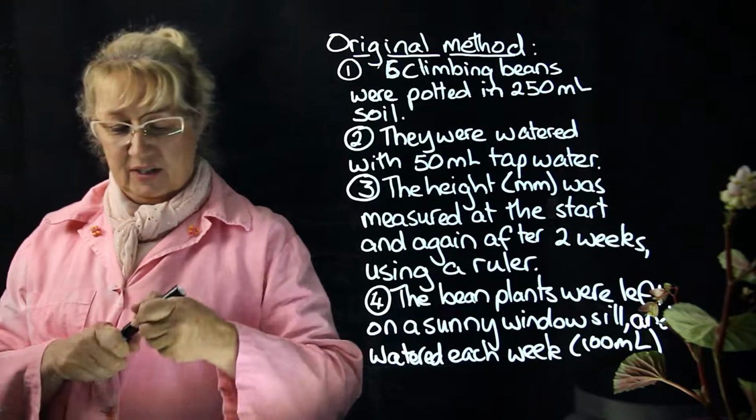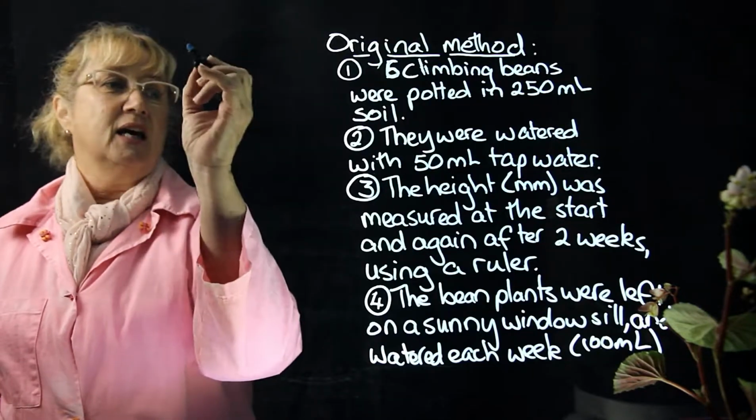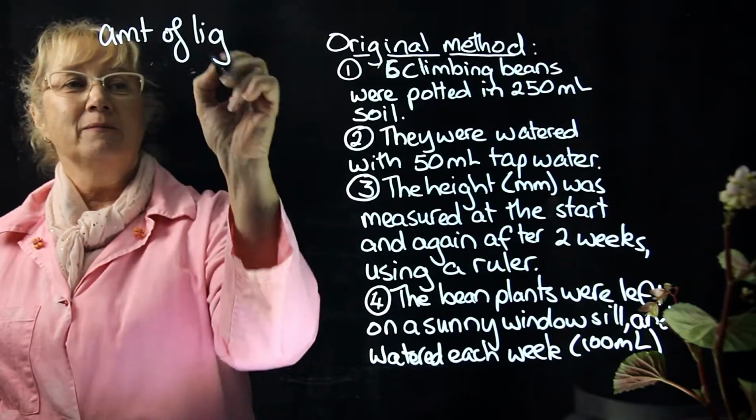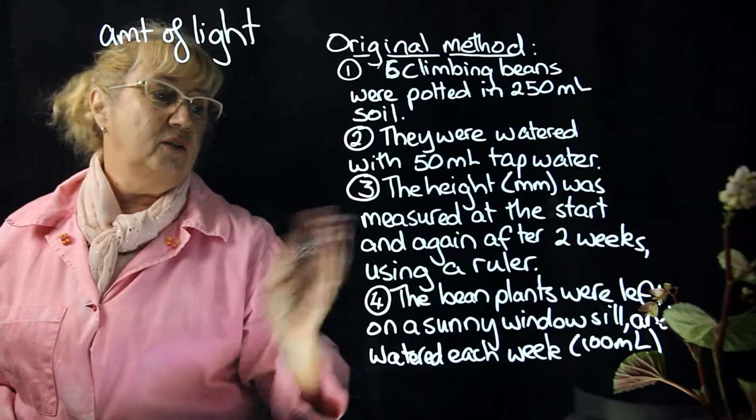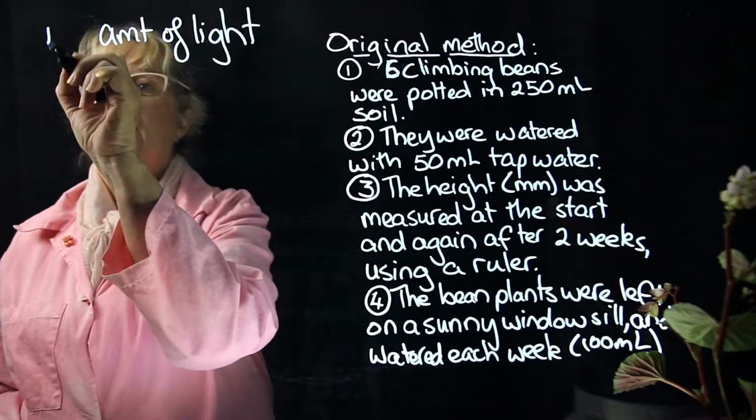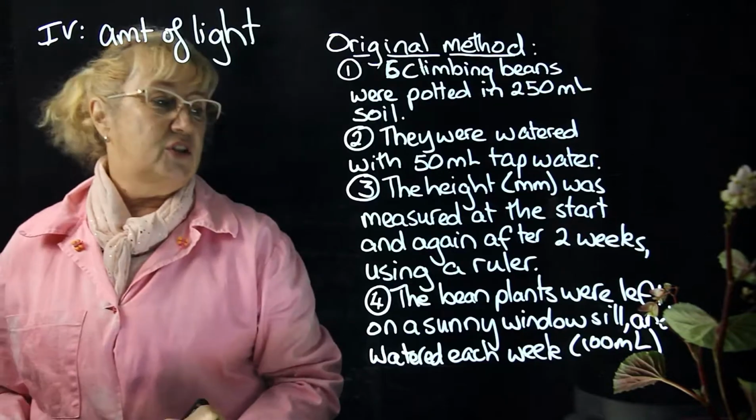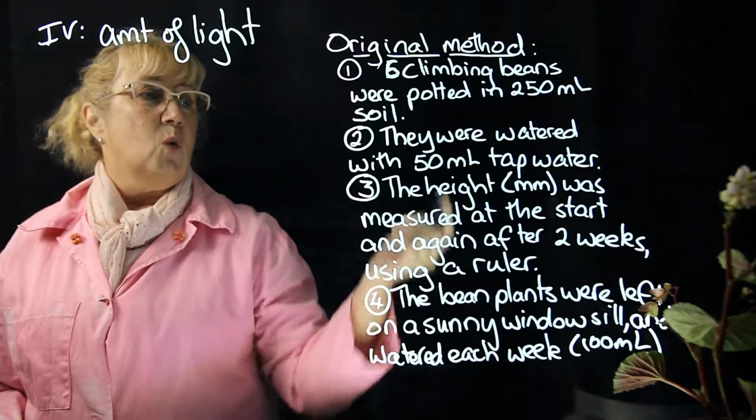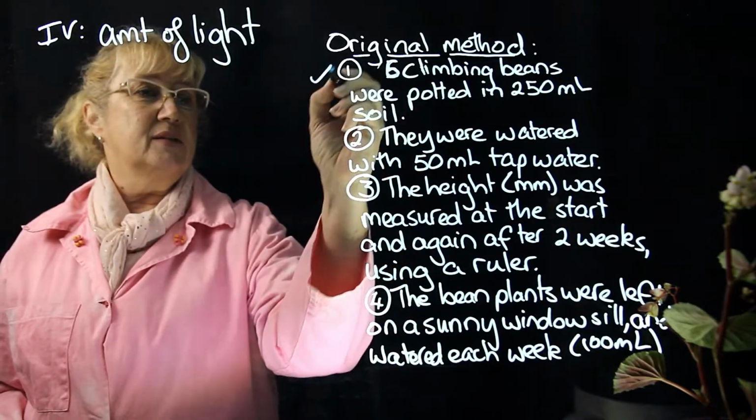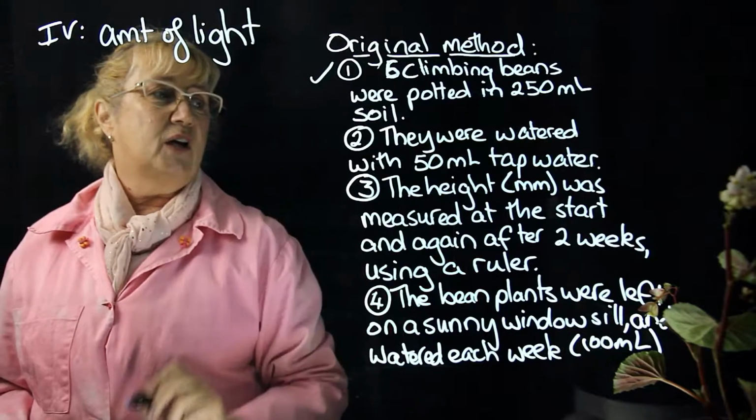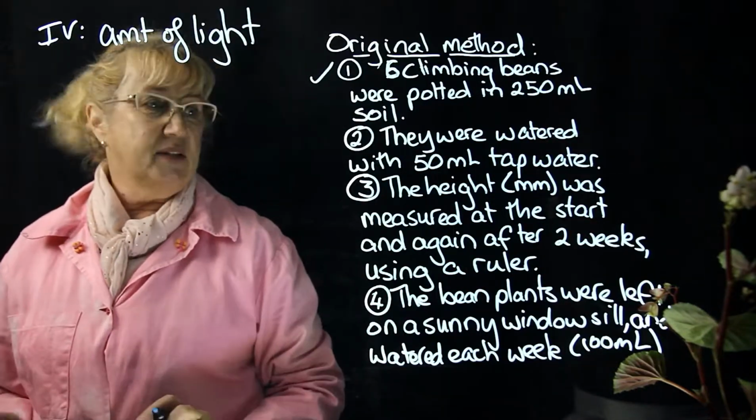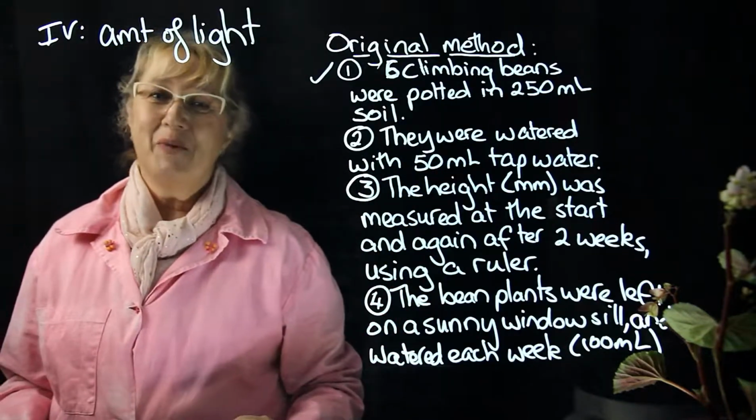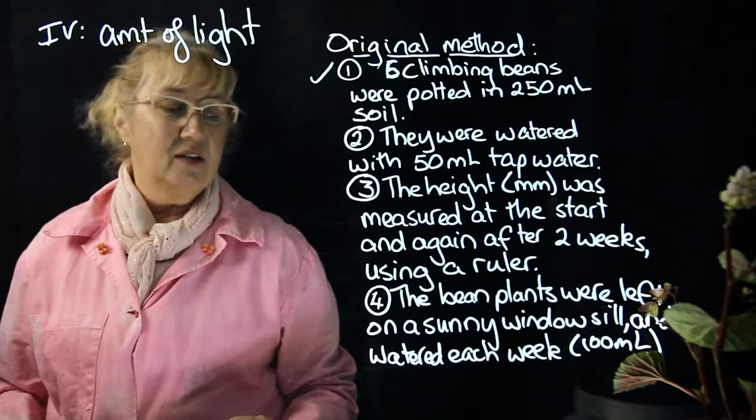If our research question is different and looks at the amount of light, we can't use this exact method. If this is our IV, we want to be able to change the amount of light. So how are we going to do this? We can still use 6 climbing beans. We can still pot them in 250 milliliters of soil. So those aspects haven't changed. We'll water them because it's good to water plants when you first plant them. Otherwise they tend to die.